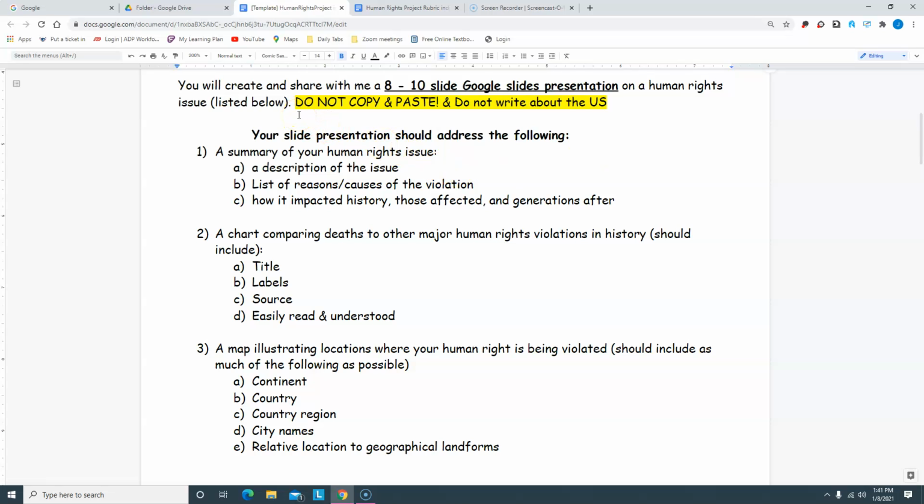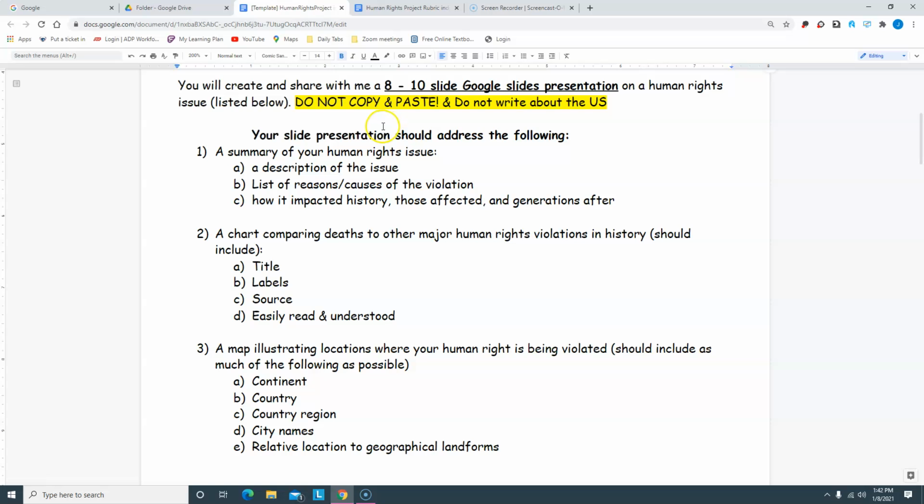A couple very important things to note. Do not copy and paste from your internet source. Do not copy and paste from another student's work. And do not write about the United States. You are not choosing a human rights issue of the United States or where the United States is the major player. This course is called Global Studies for a reason. We are learning about world history. We have not talked or learned anything about United States history because that's just not what this course focuses on.